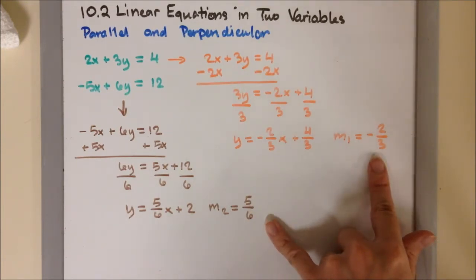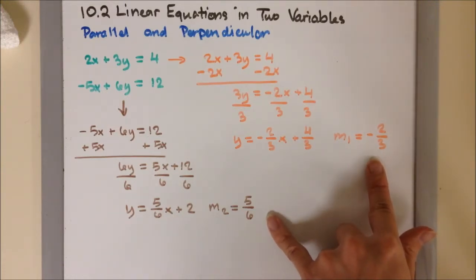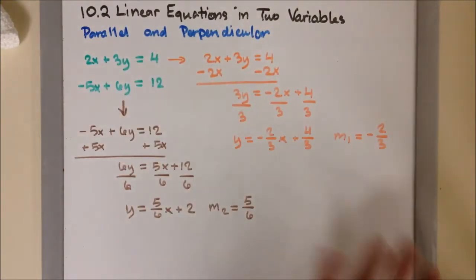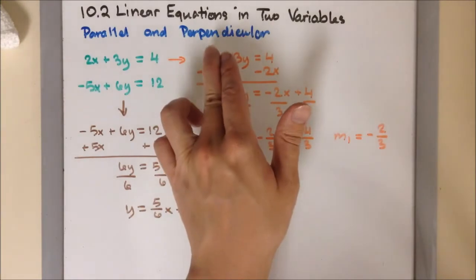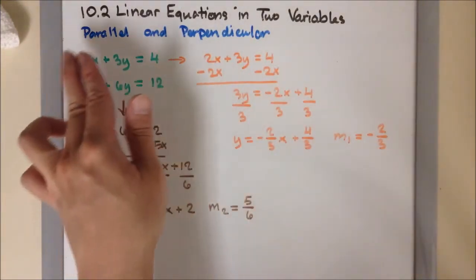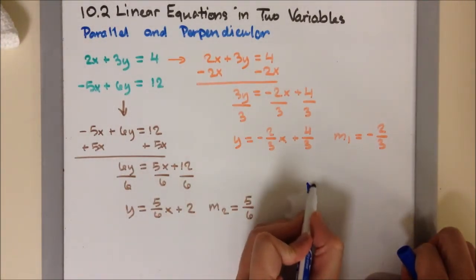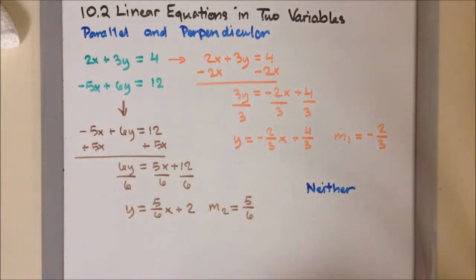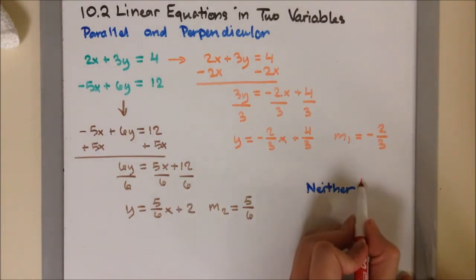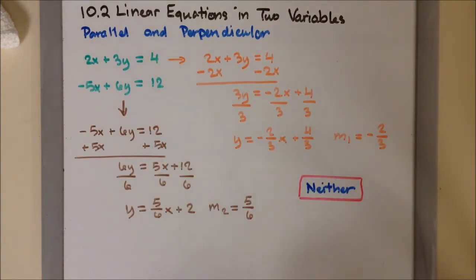Since they're not reciprocal, then they are not perpendicular. Since these two slopes are not exactly the same, then they are not parallel. So following those conditions that I stated, not reciprocal to each other, even though it's opposite sign, still not perpendicular, not exactly the same, therefore not parallel. Therefore, these two lines are neither parallel nor perpendicular to each other. So I'm just going to write neither. And that will be my final answer. Neither. For these two equations, they're neither parallel nor perpendicular.